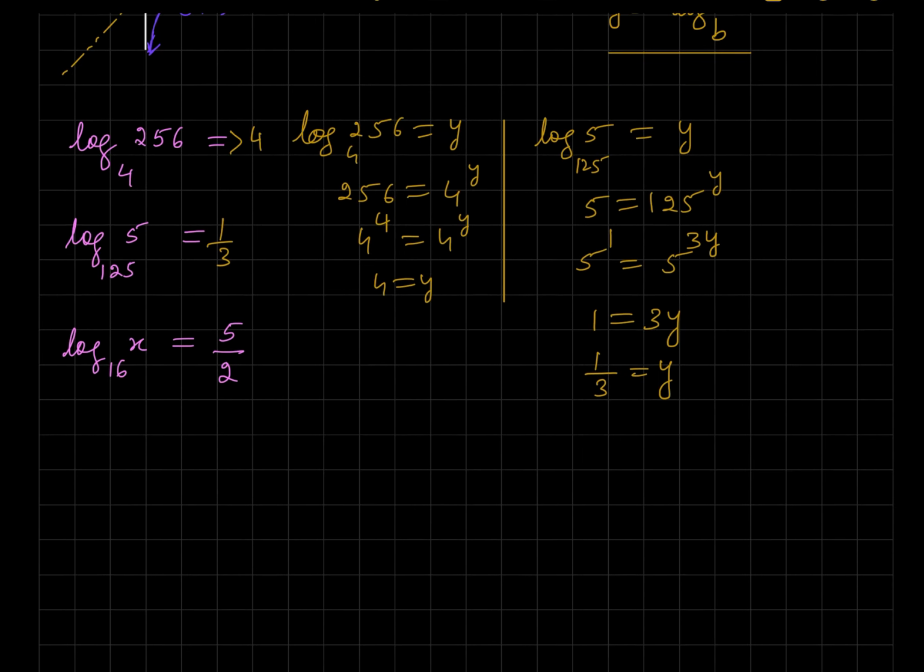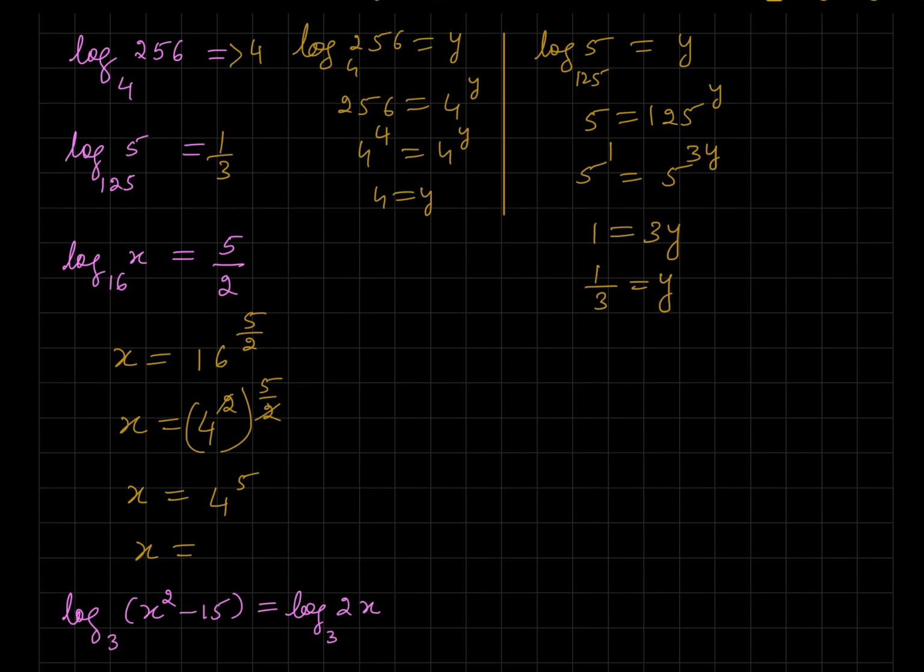Now let us solve the next one. This is log of x to the base 16 is equal to 5 by 2. So how will we write? We will write it as x is equal to 16 raised to the power 5 by 2. So 16 is what? 16 is the square of 4. So I will write 4 squared raised to the power 5 by 2. So these 2's would get cancelled out. So I will be left with x is equal to 4 raised to the power 5, and 4 raised to the power 5 is 1024. Let me check. Just a second. Yeah, 4 raised to the power 5 is 1024.